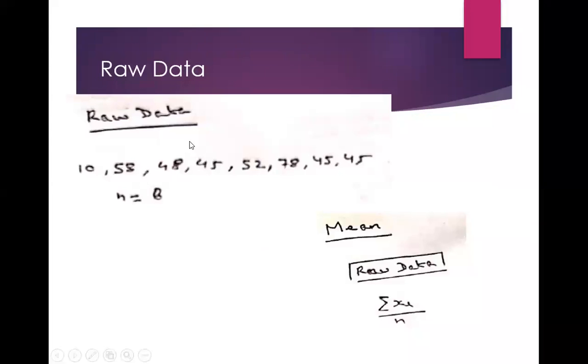So if the data is present in the form of raw data, we just need to sum up these values divided by the number of observations. And in this example, the number of observations is 8. So we sum up all the values and divide by 8, we get the arithmetic mean.